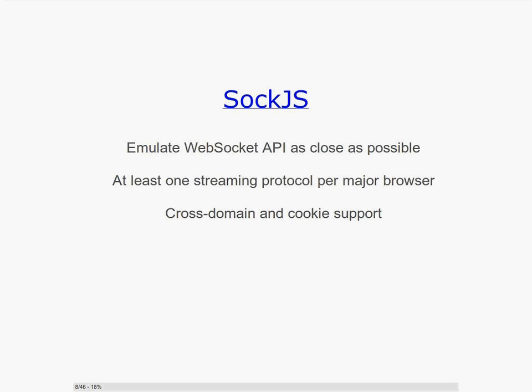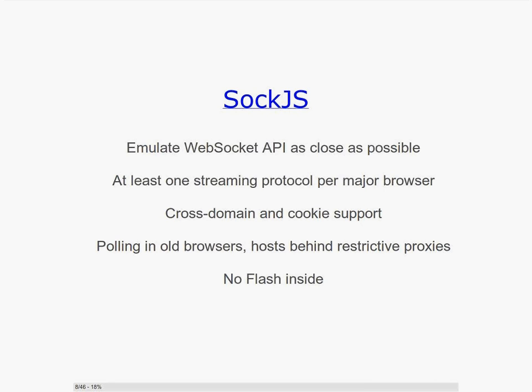And there is cross-domain and cookie support. And if that's not available, then falling back to polling, which should work pretty much in any environment. So that's really what SockJS is about. It's about ensuring that your WebSocket style application is going to work in any environment. And if it has to be less efficient in some cases, then that's what it takes to run the application. But it means that you can start working on these applications today. SockJS does not have a Flash-based fallback mechanism.